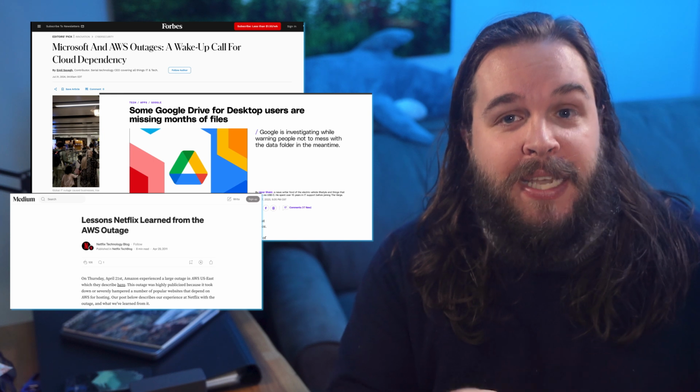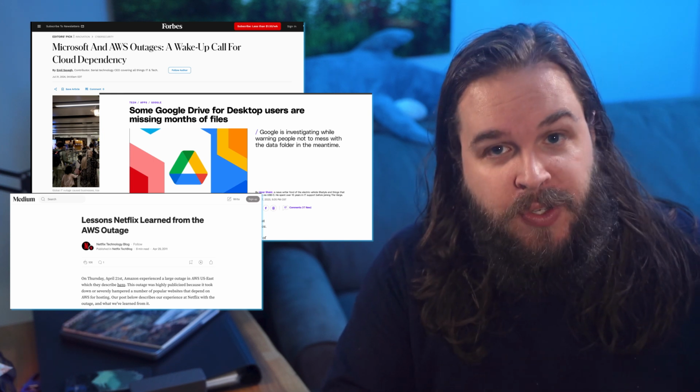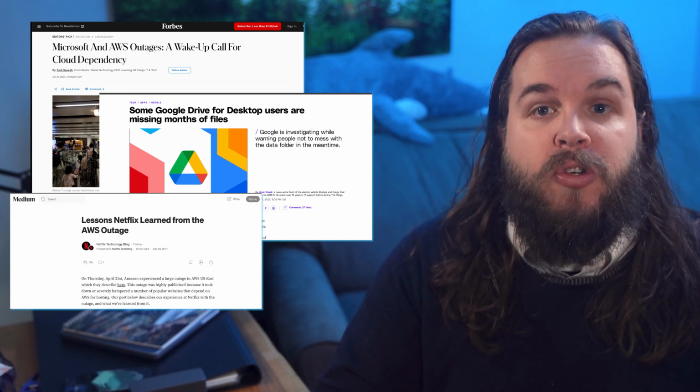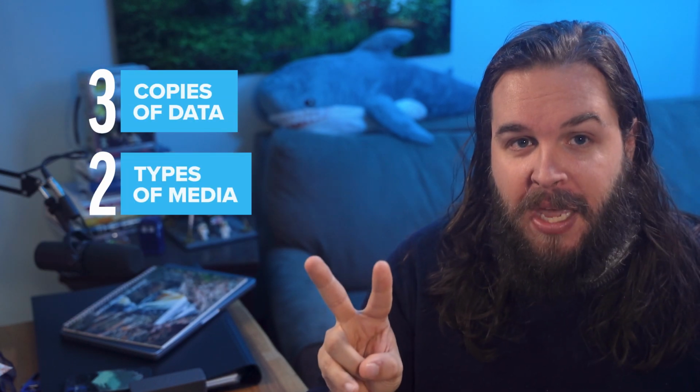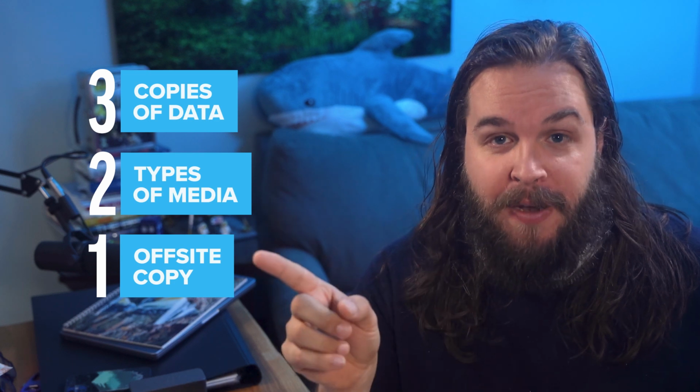What this means is that just like with data stored on your external hard drives or your NAS at home, you should back up the data that you store in the cloud using the 3-2-1 backup strategy. 3 copies, 2 forms of media, one of those being offsite.